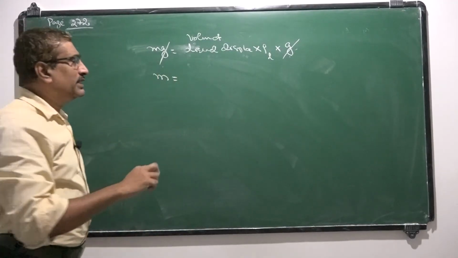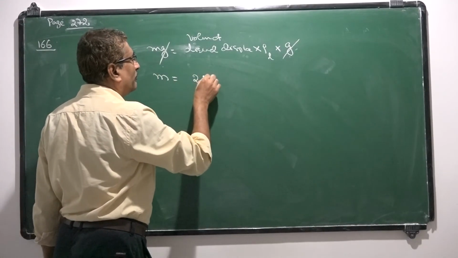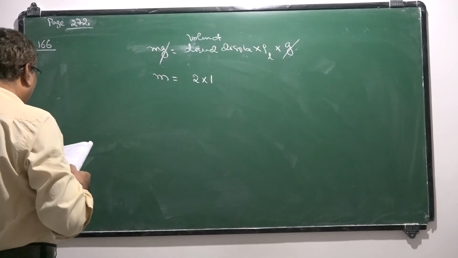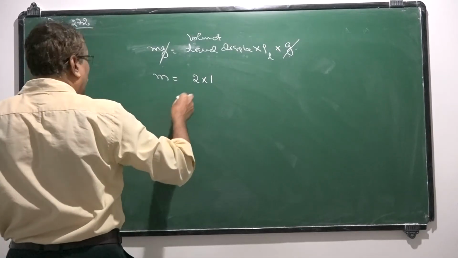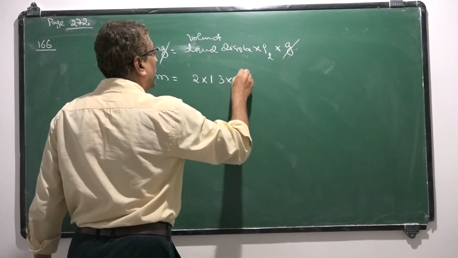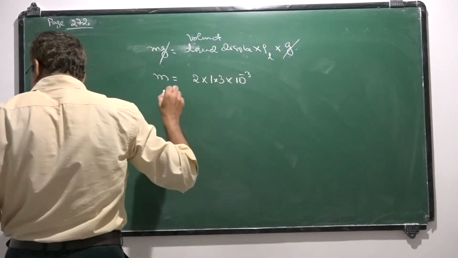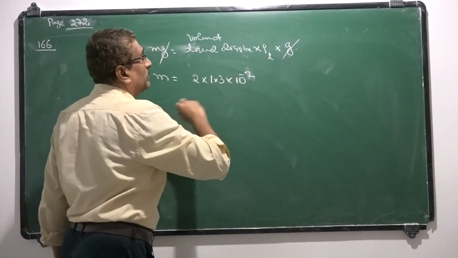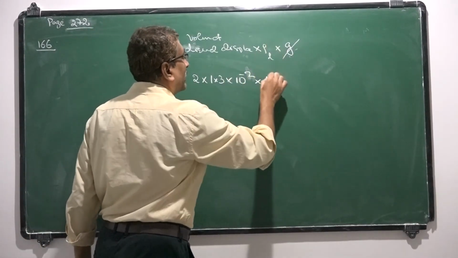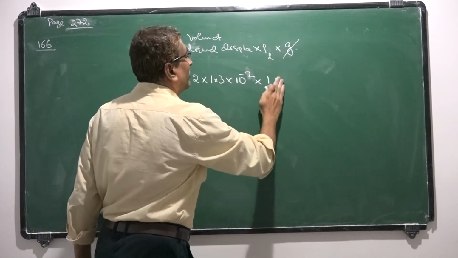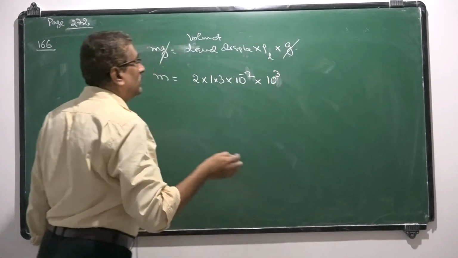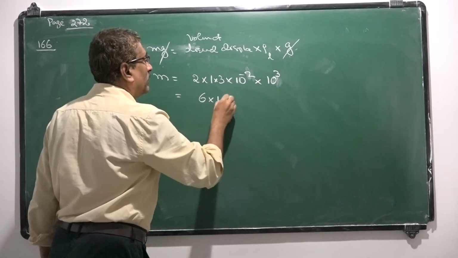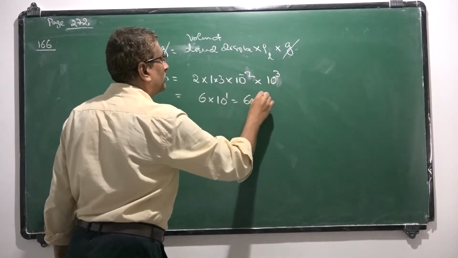So volume of the boat inside the liquid is 2 into 1 into, and it is depressed by how many centimeter? 3 centimeter. That is 3 into 10 to the power minus 2 meter. So these two are in meter, this is in centimeter. So density of water is 10 cube in these units. So this is the mass of the man. This is 6 into 10 power 1, that is 60 kg.